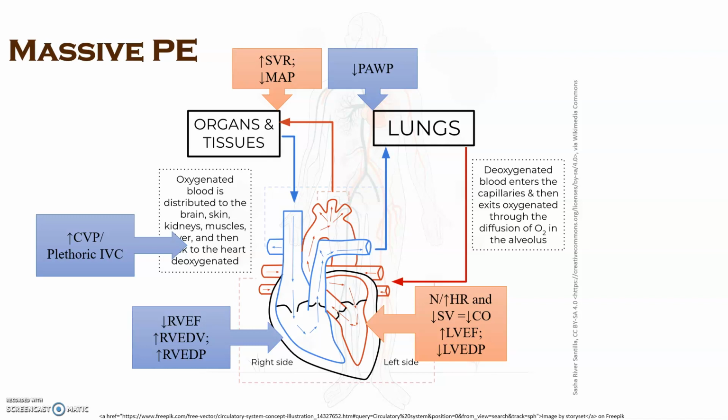As a response to this decreased cardiac output, we have an increase in systemic vascular resistance, but because of the poor stroke volume and the lack of blood coming into the left ventricle, we have a drop in mean arterial pressure. This also leads to a general decrease in systemic blood flow.